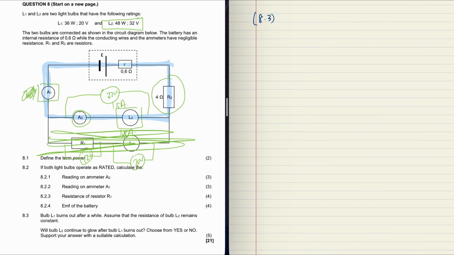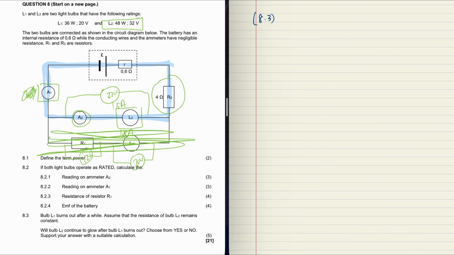Okay. So that's my new circuit. The question wants to know, will bulb L2 continue to glow after L1 burns out? Choose from yes or no. Support your answer with a suitable calculation. So what I'm going to do first is work out what the resistance of L2 actually is.